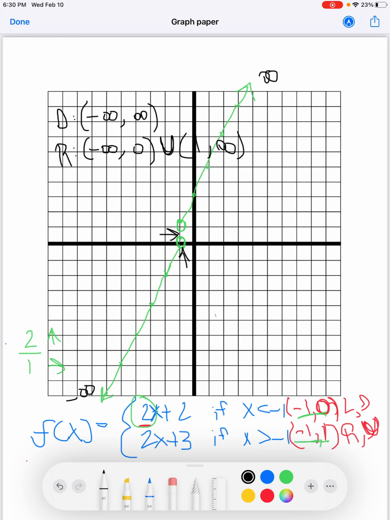And that would be it for piecewise functions. That's how you solve these problems, and hopefully this made sense. And stay tuned for my next video on parent functions.